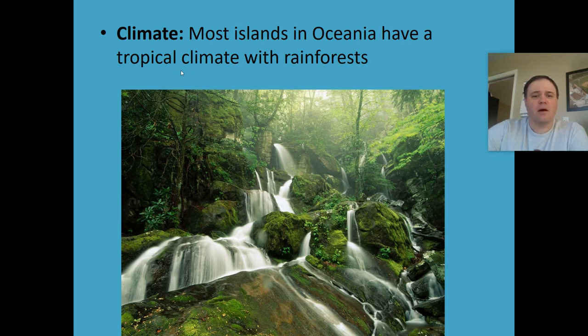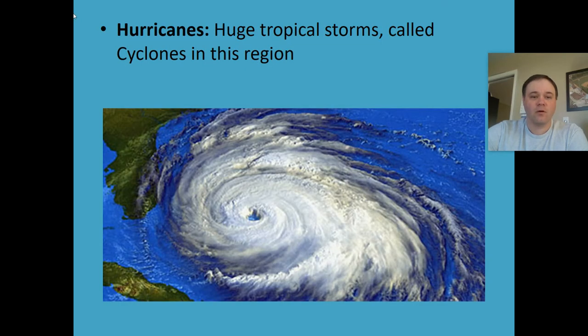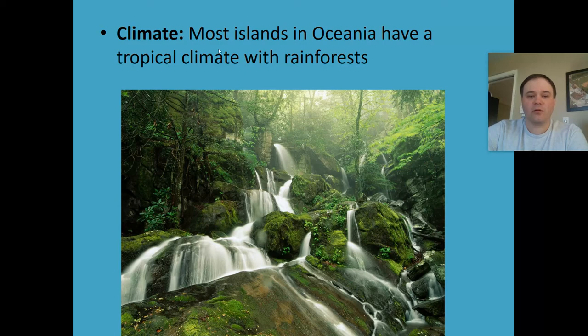Climate. Most islands in Oceania have tropical climates and rainforest, so very warm. What they will have to worry about are hurricanes, or typhoons as they're called in that part of the world, and or cyclones, I should say. Typhoons, cyclones. Here, sometimes we'll call a tornado a cyclone. But the big hurricanes, there's not a whole lot of protection in this part of the world.